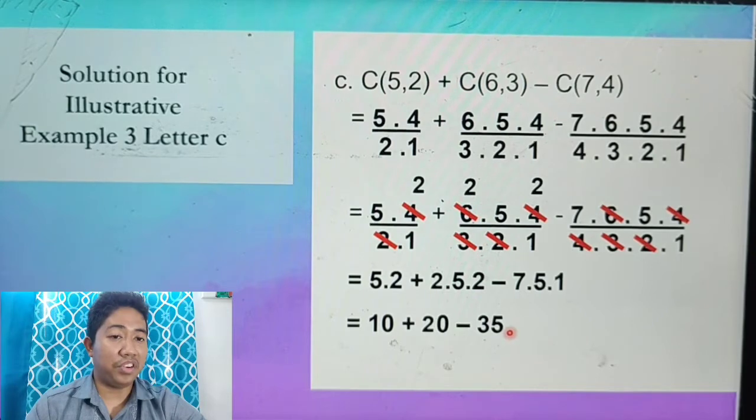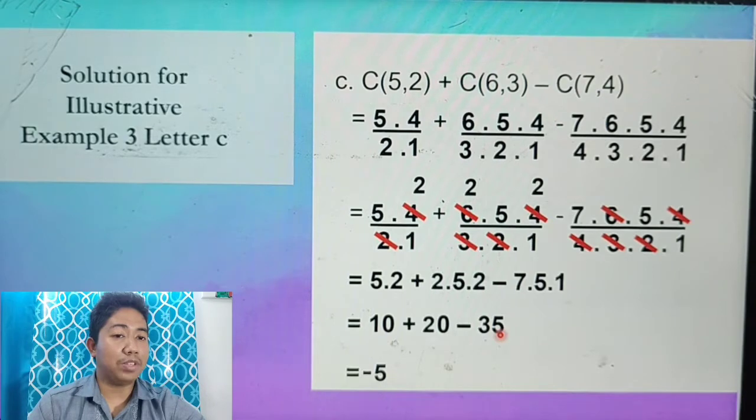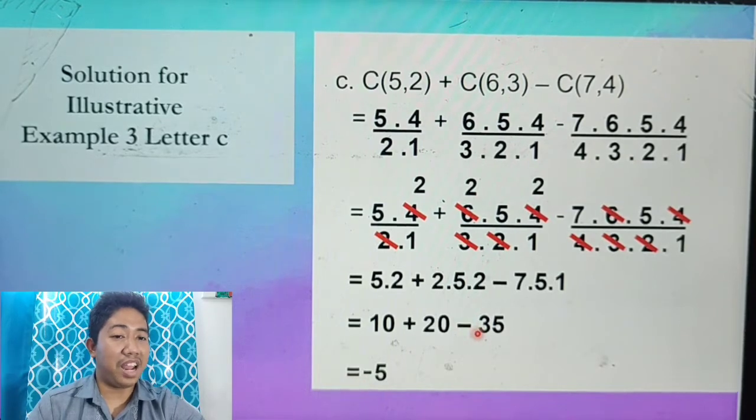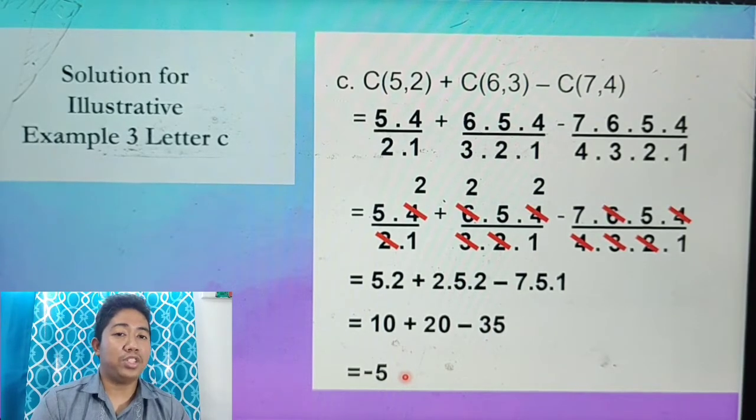Minus 35, so that is negative 35. And then we have to combine similar terms or the constants here. So we get the answer. 10 plus 20 is positive 30, minus 35. Since the greater number is negative, the sign is still negative. And we get the difference. 30 minus 35 is negative 5. That is the final answer to the given problem for letter C.